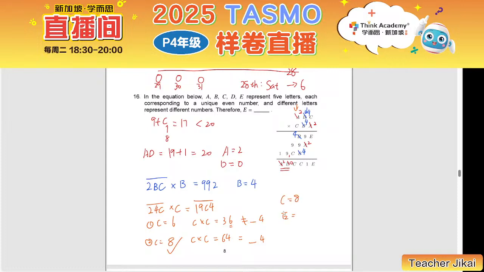And the only one left is E, right? And we know 0, 2, 4, 8, right? This 4 number has already been used. So the only even number left here is 6, and we know it can only become the E here. So we know that E here is 6, right? Then you can just try it, and I'm sure that you will get the correct answer. So E here will be 6.